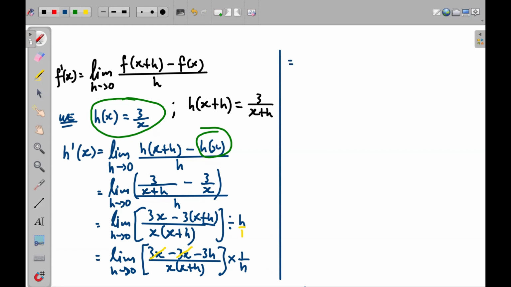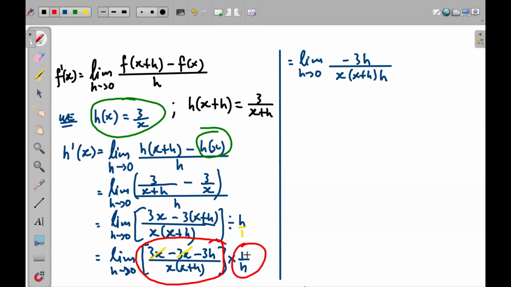We have now this thing is equal to the limit as h approaches 0 of negative 3h all over, watch this now, x into x plus h times an h there. So remember, when you multiply fractions, you multiply numerator by numerator, denominator by denominator. That's what I have done. I have multiplied this entire fraction by this fraction. So the 1 gets multiplied by the 3h, and the h in the denominator gets multiplied by that, okay? Again, I hope I'm not losing you there.